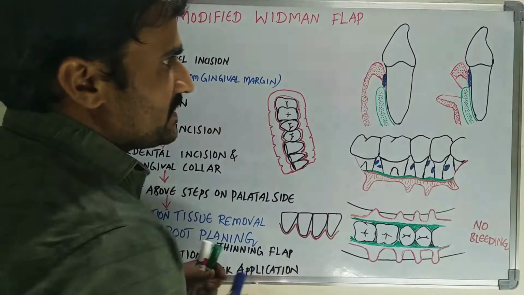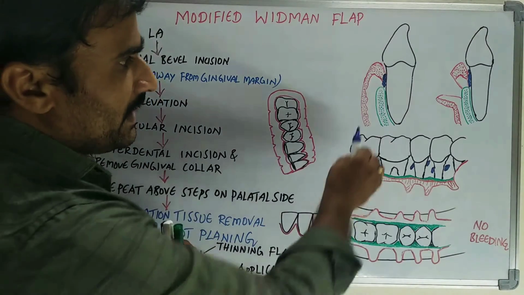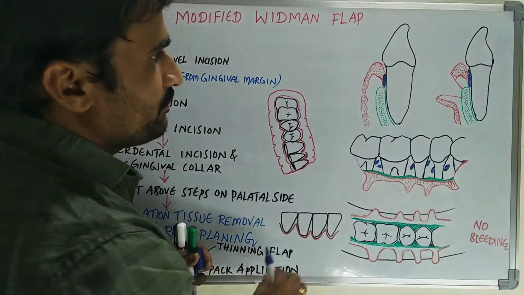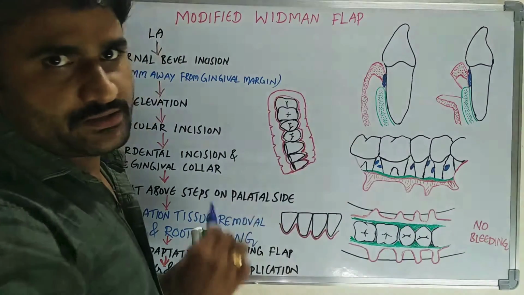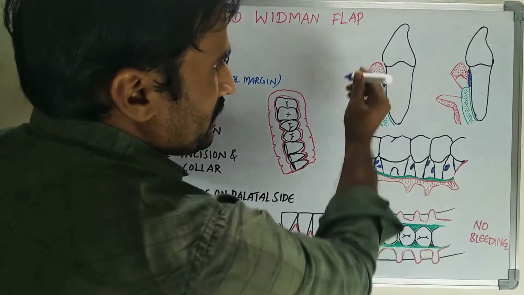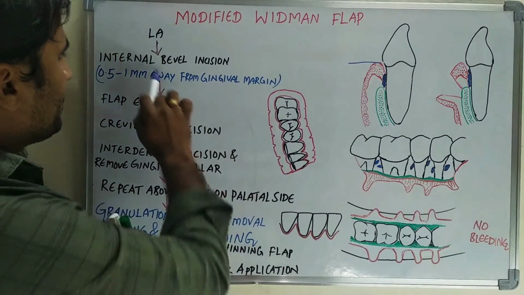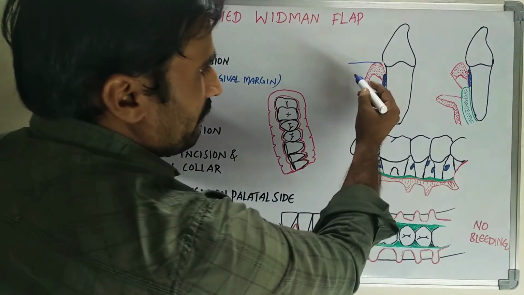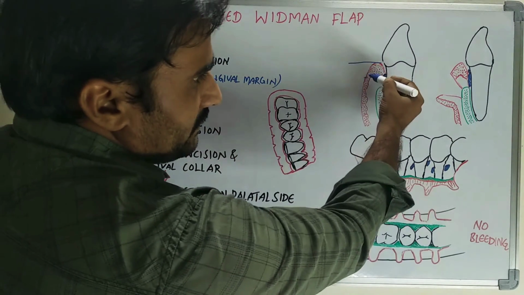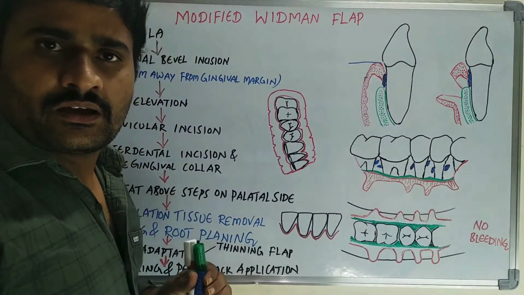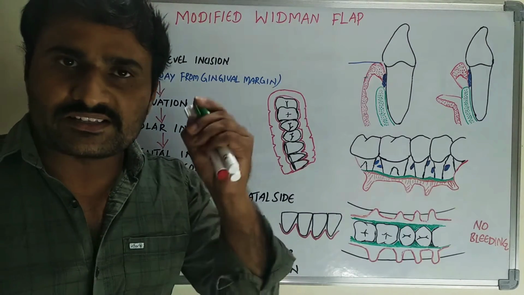In all these diagrams, the green colored one is the bone, the red colored one is the flap or gingiva, and the blue colored ones are the granulation tissue or calculus. In this case, this is the gingival margin. From this gingival margin, your internal bevel incision is 0.5 to 1 mm away, like here. This will start here and it will be directed towards the apical side, that is towards the crest of the interdental bone. That is the important one.